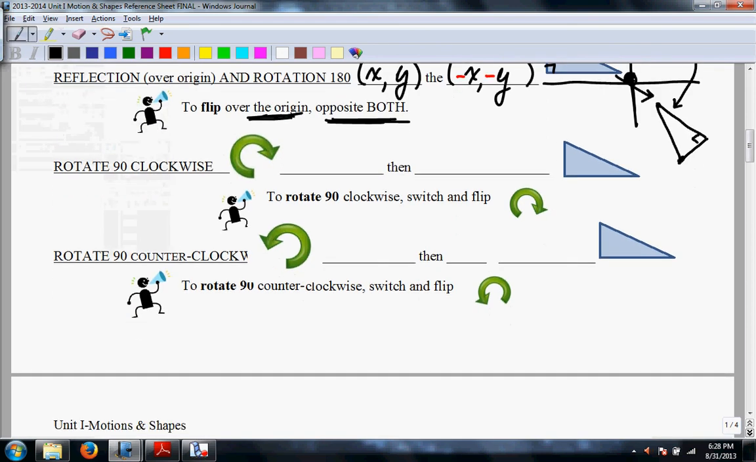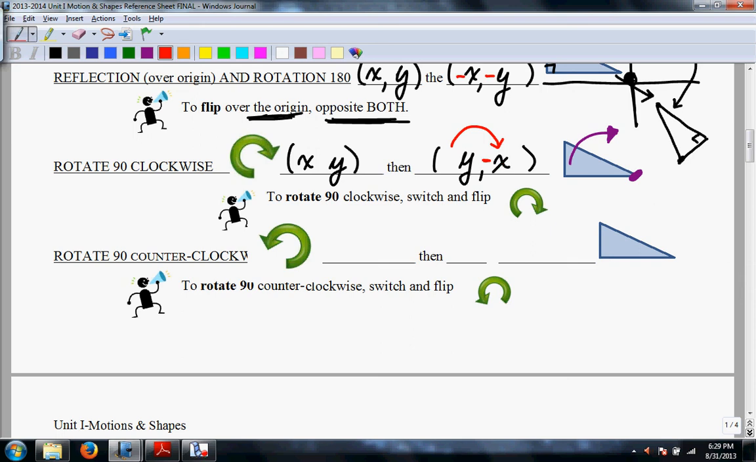For rotation clockwise, it would be like this, 90 clockwise. If I were rotating this way on that point, that would be rotating clockwise. If I were to rotate 90 degrees clockwise, you take your x and your y. The first thing you do is switch the order, so we're going to go y and x. And then I'm going to draw a clockwise arrow. Then you opposite that right coordinate.